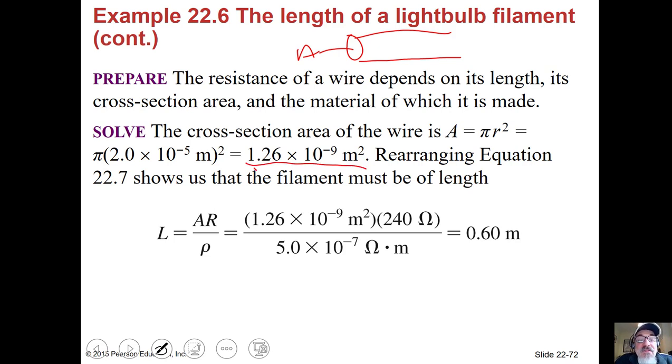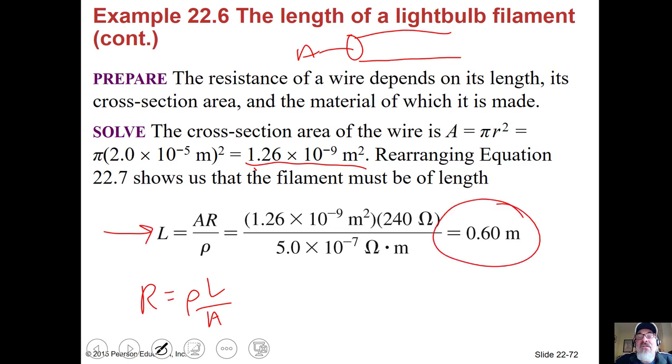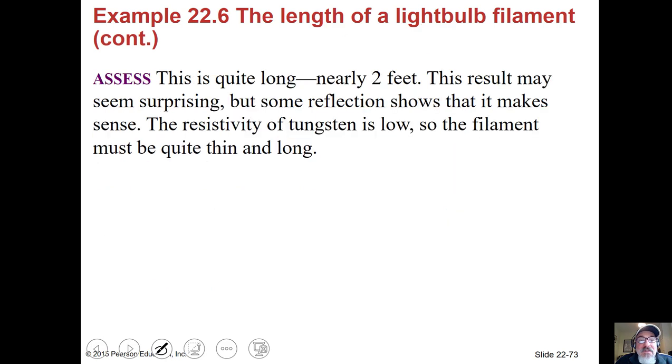So if you solve for L in the formula, this started as this. Do a little bit of algebra, solve for the length, and you get this formula. Put everything together, 0.6 meters, so over a half meter long. That's a lot. It's just all coiled up. Quite long, nearly 2 feet. This result may seem surprising, but some reflection shows that it makes sense. The resistivity is low, so the filament must be quite long. Okay, so that's an old school light bulb.